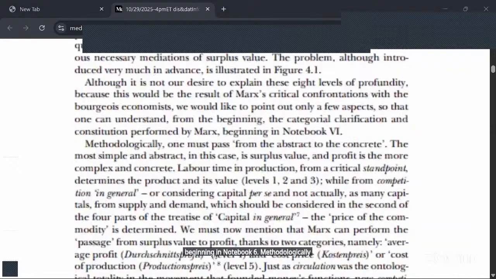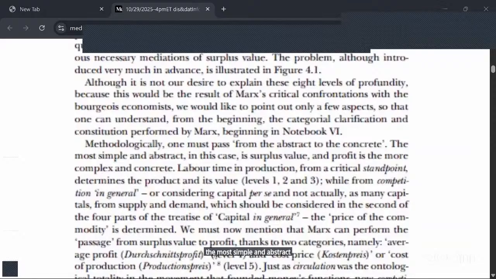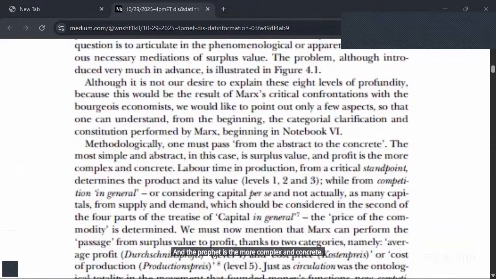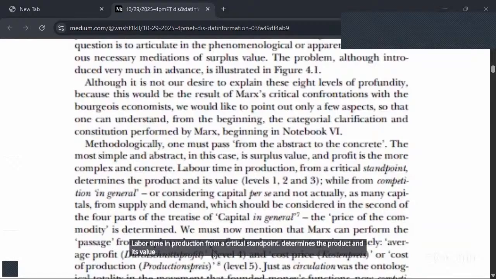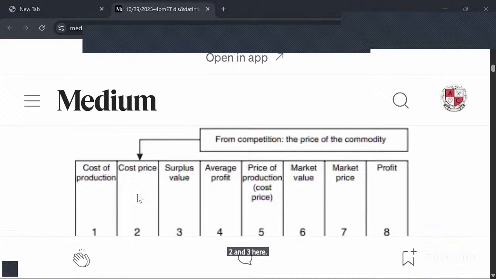Methodologically, one must pass from the abstract to the concrete. The most simple and abstract, in this case, is surplus value. And the profit is the more complex and concrete. So this is the contrast, right? Surplus value is abstract. Profit is a little more complicated and is concrete. Labor time in production from a critical standpoint determines the product and its value. That is levels 1, 2, and 3 here, right?